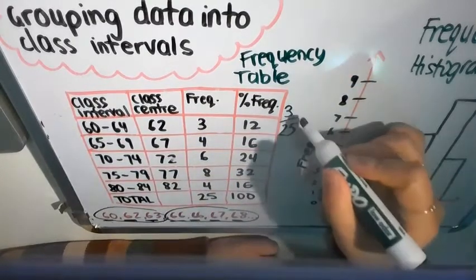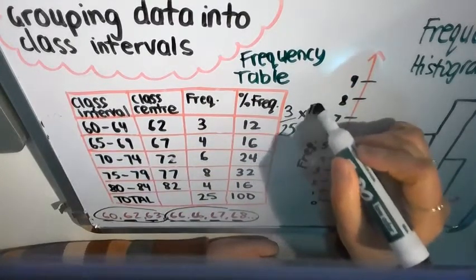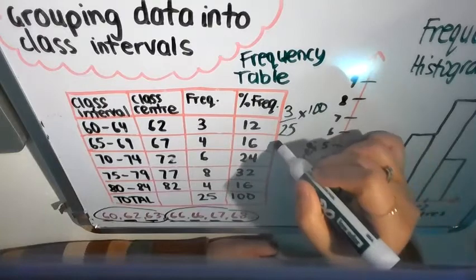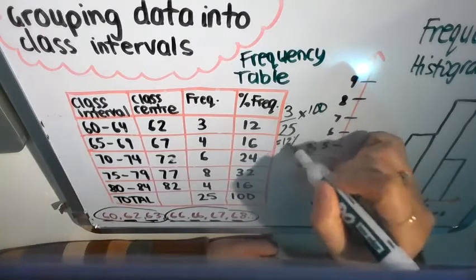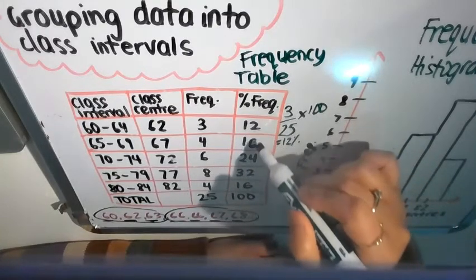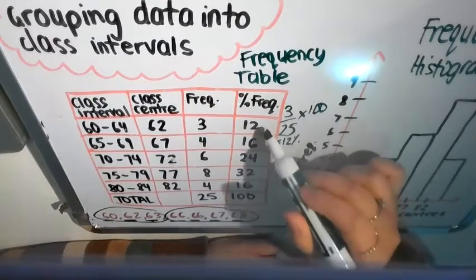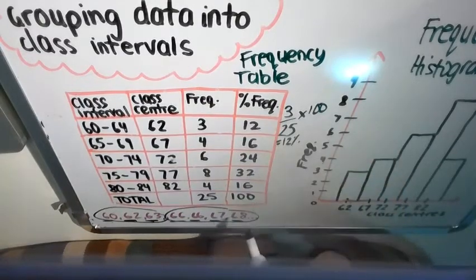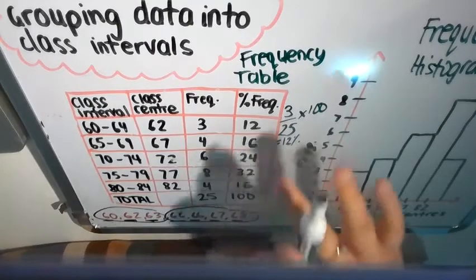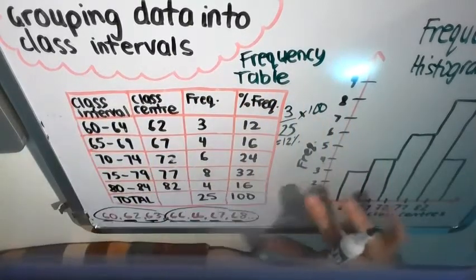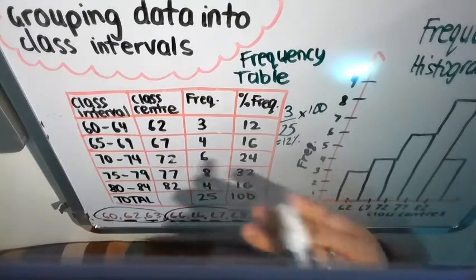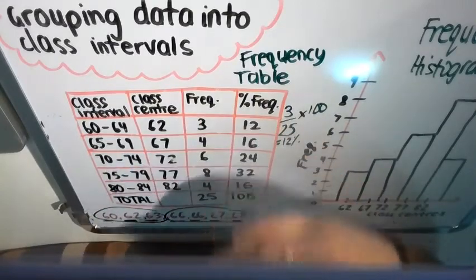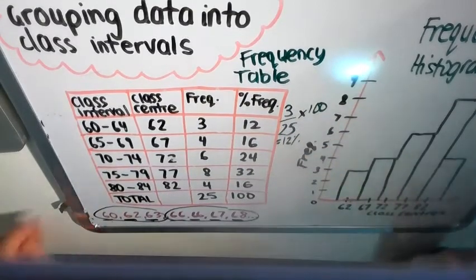Now to find a percent, always times by 100, and then you get your percent. So 12%, 16%, and the bottom, these all should add up to 100%, which they do. So this is how we group a lot of data in a more efficient, clean, nicer way.